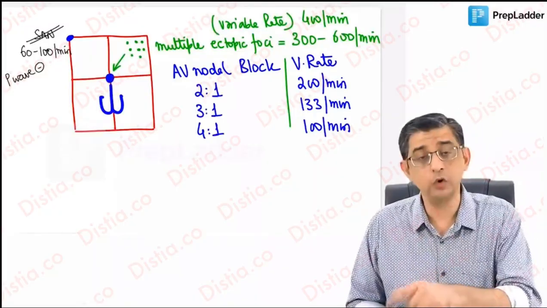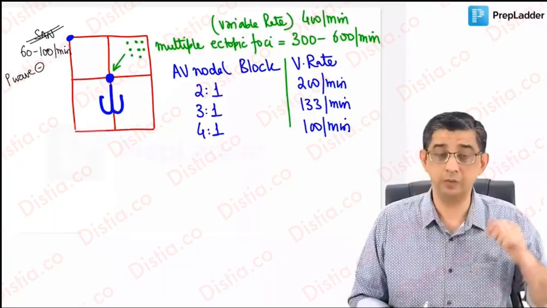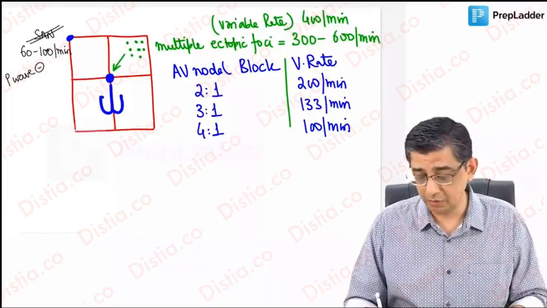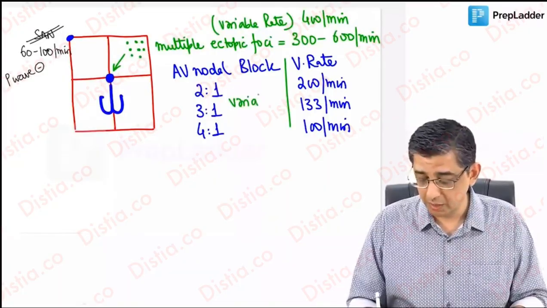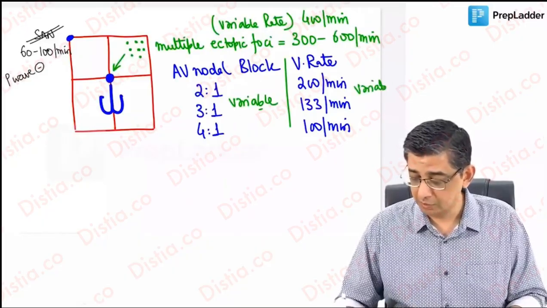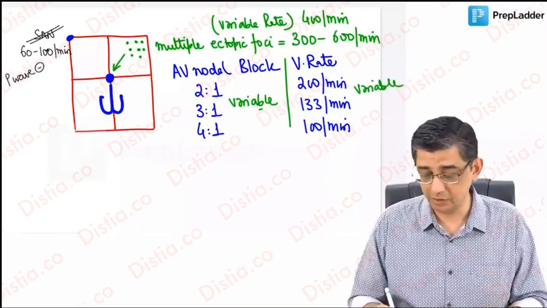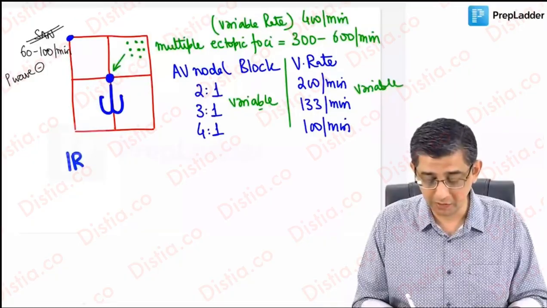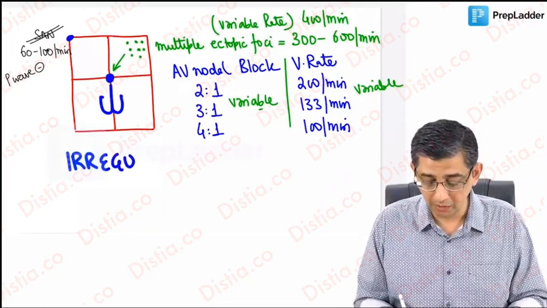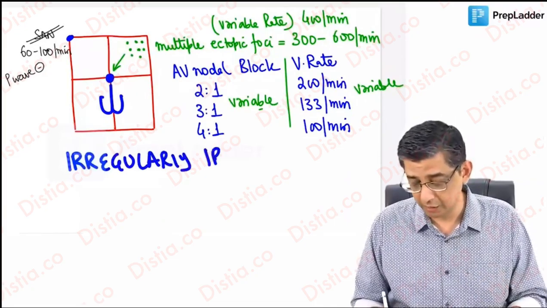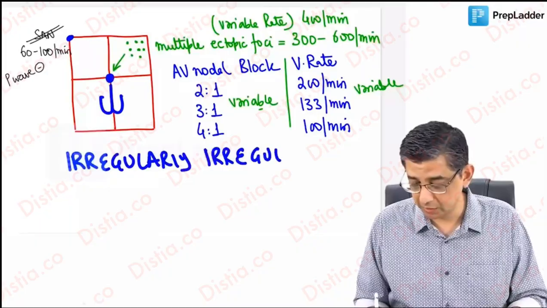Because the ectopic foci, and listen to this part very carefully, are going to fire at a variable rate, therefore the AV nodal block will also be variable. And if AV nodal block is variable, then the ventricular rate will also be variable. Why I explained this variability is because every time you read atrial fibrillation in a medicine textbook, it always says this word: irregular pulse.